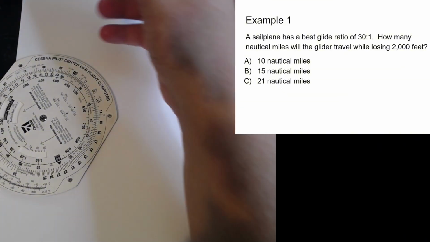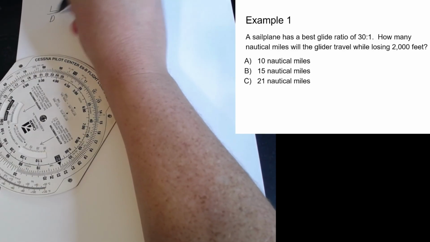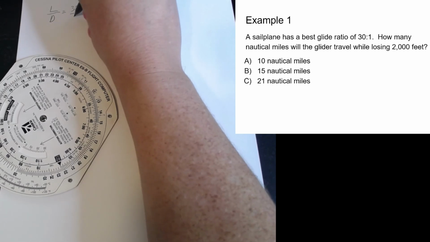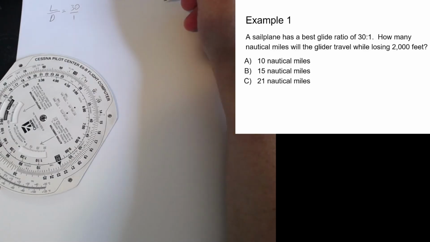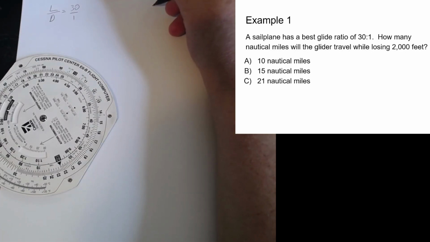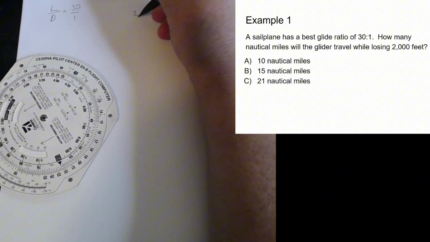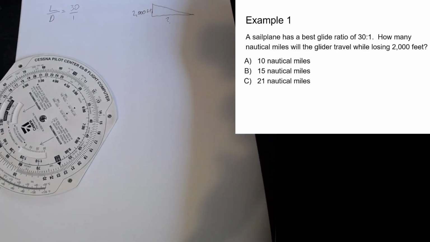As always, write down what we know first. The L over D, lift to drag ratio, is 30 to 1. And we know that we're going to be losing 2,000 feet. And we don't know how far we will travel, so just put a little question mark there.